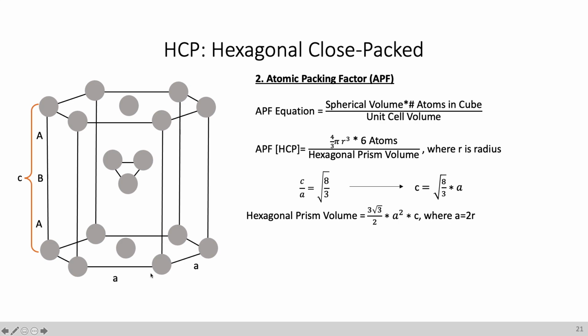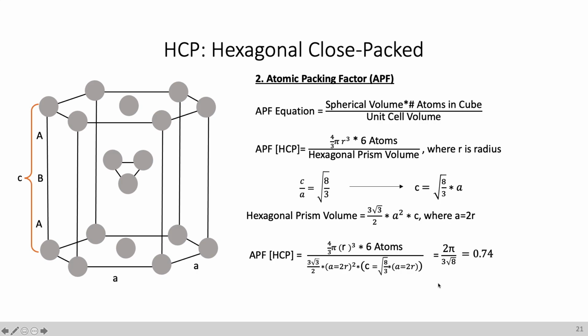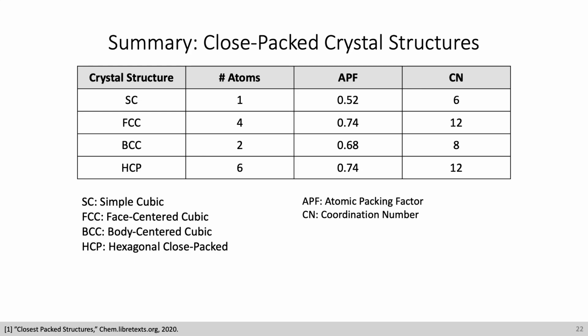that is constant. We then put all the information that we know into the equations of the APF and simplify this to 2 pi over 3 square root of 8, which is equal to 0.74, or 74% of our HCP structure is consumed by the atoms themselves. And so with these calculations, we can summarize them with the close-packed crystal structure table shown here.